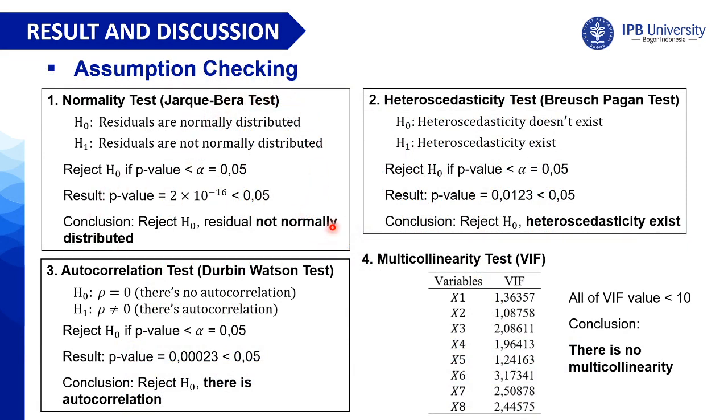Unfortunately, 3 out of 4 assumptions are violated. Normality, heteroscedasticity, and autocorrelation are violated. The only assumption that is clear is multicollinearity, shown by all of the values being less than 10. So the conclusion is there's no multicollinearity. So we must handle this assumption violation.